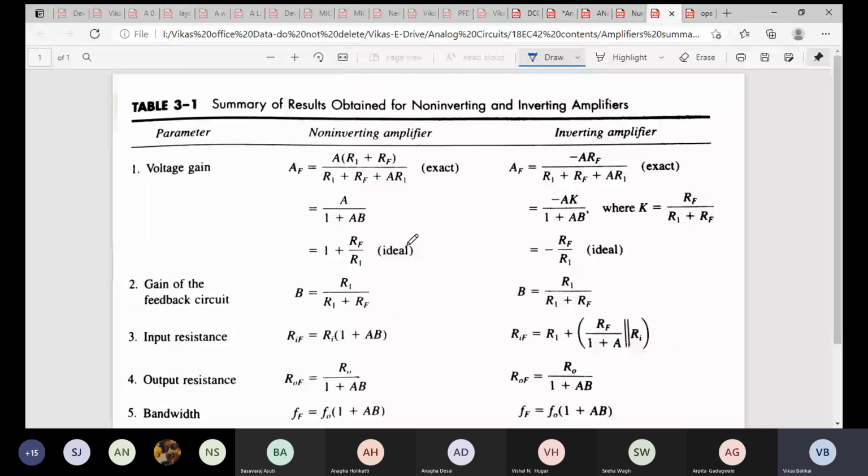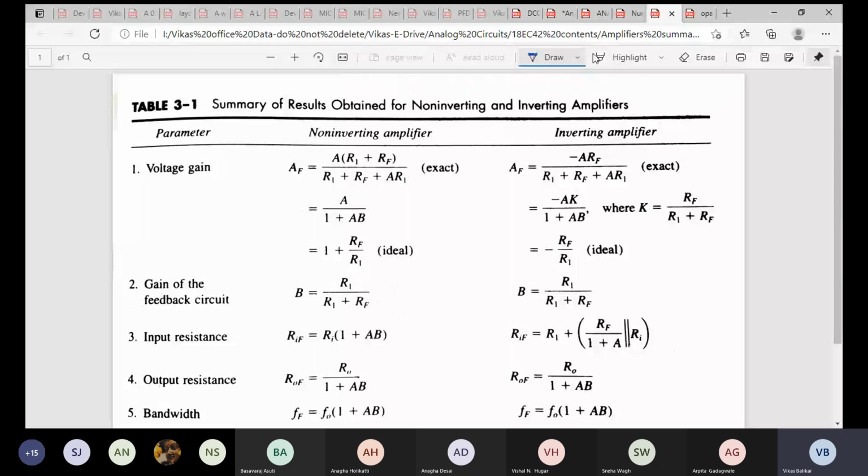Yes, sir. Now you can see that in the previous class we derived the voltage gain expression for the inverting amplifier. That is the exact equation, and I was telling you how you can remember things. Only in the numerator part there is a slight difference, otherwise there is no difference. In the inverting amplifier it is minus A times RF. In the non-inverting it is A times R1 plus RF. That is the difference, and this is the exact derivation.